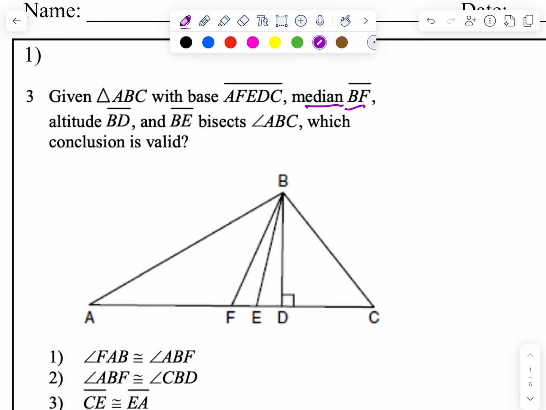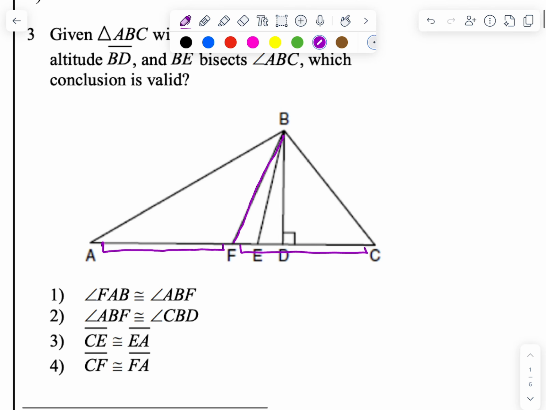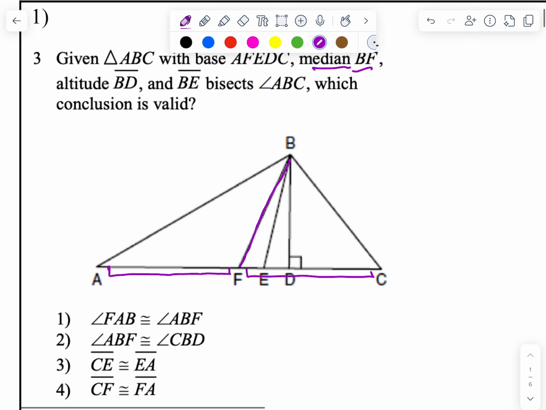From knowing that BF is a median, we can conclude that it connects a midpoint to the opposite vertex. So F is the midpoint of side AC of the triangle, and therefore AF is congruent to FC. I don't see that as one of the answer choices, so I'm going to keep moving on and see what conclusions I can draw from the other segments.